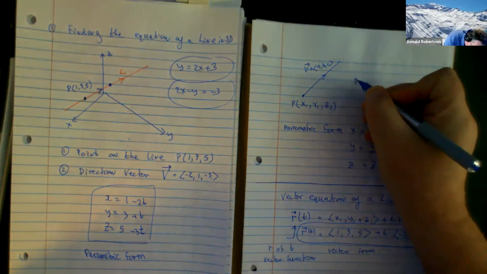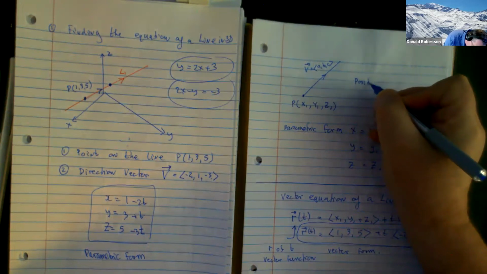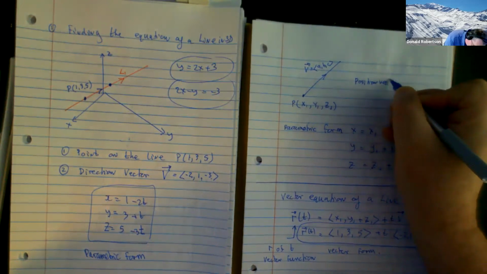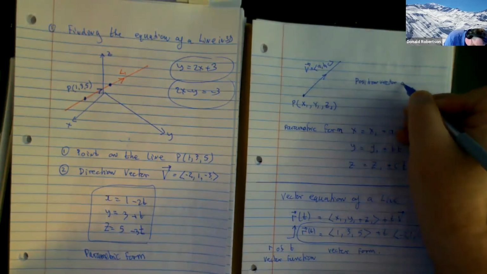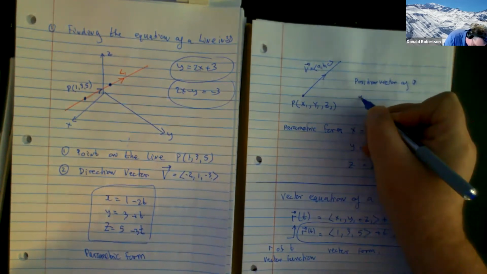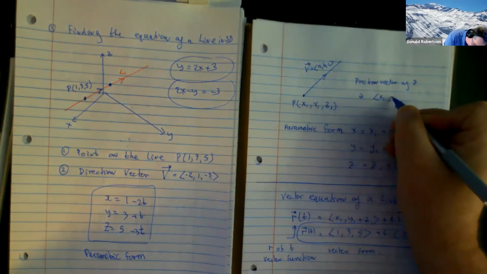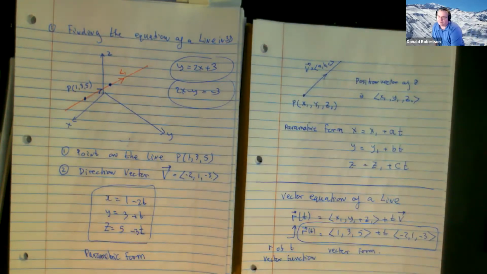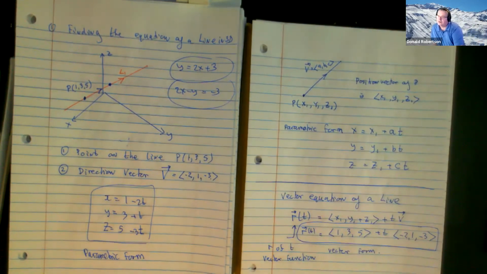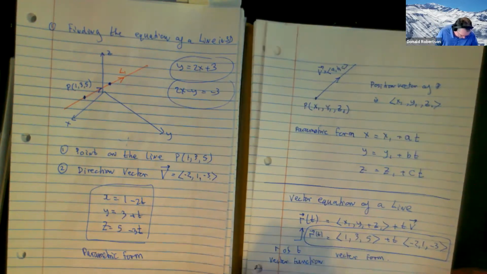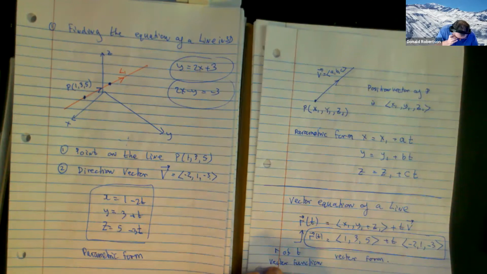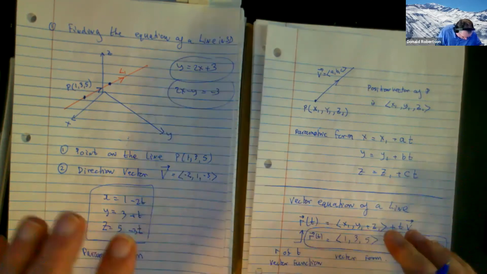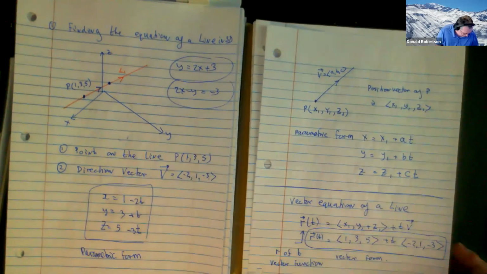Maybe I should put that up here. Position vector of, say, the point P is the vector x1, y1, z1. Do you see it's the same numbers but written down as a vector rather than a coordinate? So this idea of position vector is quite helpful. Now those two are very, very similar looking.